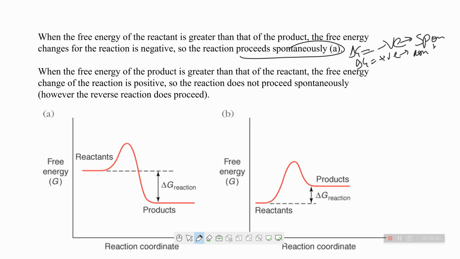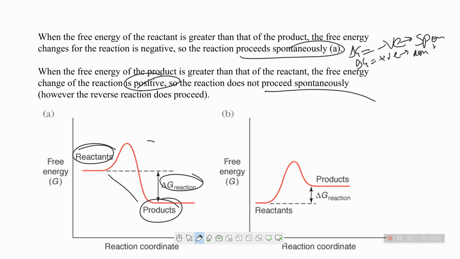When the free energy of the product is greater than that of the reactant, the free energy change of the reaction is positive. So the reaction does not proceed spontaneously. It requires some extra energy. Right? When the free energy of the reactant is more as compared to the product, then this process is known as a spontaneous process.